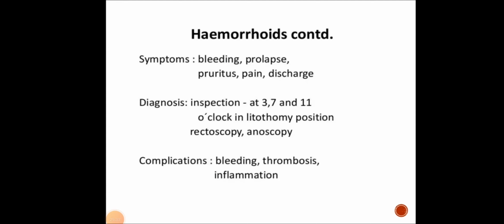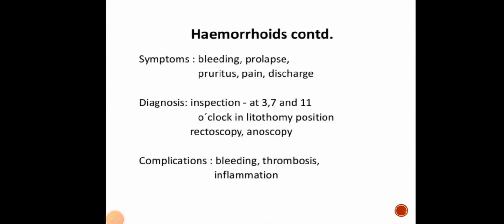Next, it is the prolapse. It is a later symptom. In the beginning, the prolapse is minimal, and based on the prolapse, hemorrhoids can again be divided into 4 degrees. First degree, the hemorrhoid does not come out of the anus. That is the first degree.